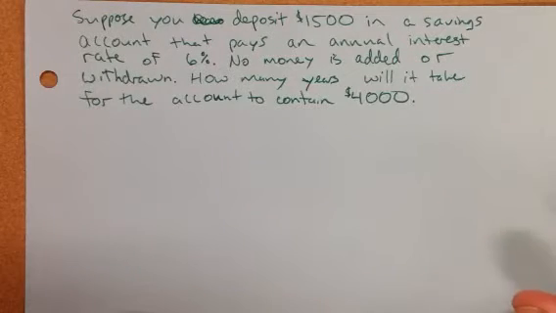Alrighty, so we've got this question here. We're going lo-fi with a little camera action, so I can use the calculators. Suppose you deposit $1,500 into a savings account, and that savings account pays 6% annual interest. That's a pretty sweet rate. Then no money is added or withdrawn.